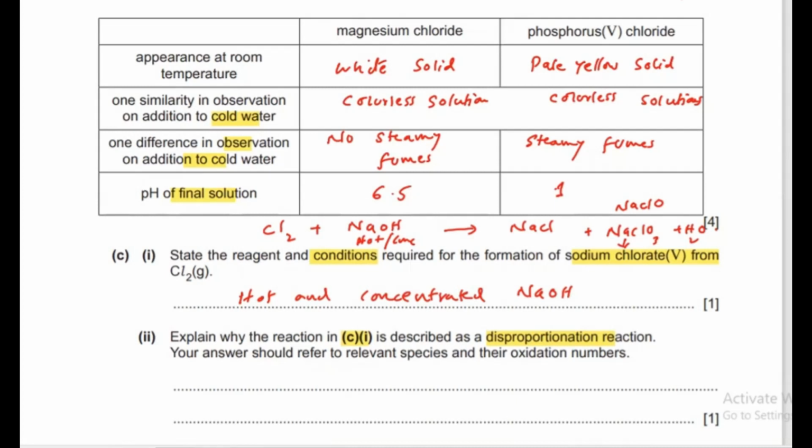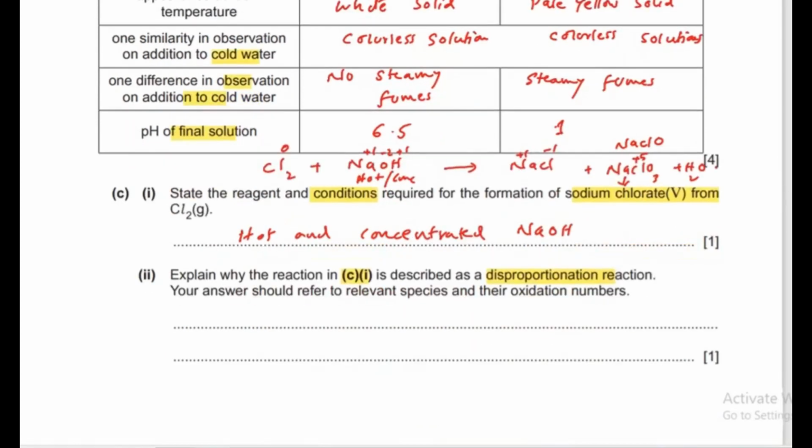Here chlorine is 0. Here the chlorine is -1, and because of sodium chlorate, the oxidation state of chlorine is +5. For the rest of the elements, sodium is +1 here and +1 here, oxygen is -2, hydrogen is +1, then -2 and +1, -2. So only the oxidation state of chlorine changes, from 0 to -1 and 0 to +5. Whenever the same species is both oxidized and reduced, that reaction is a disproportionation reaction.